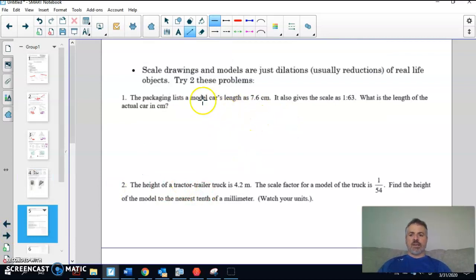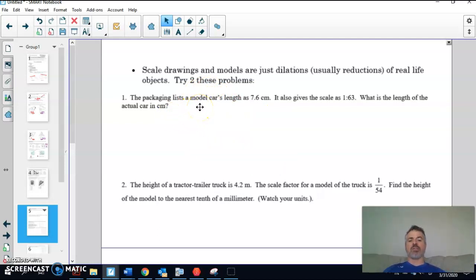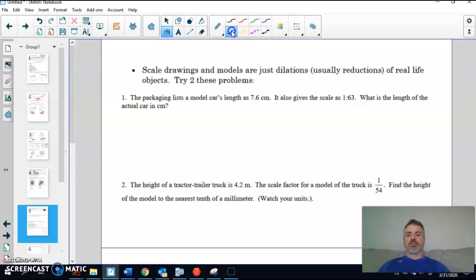All right, next, scale drawings, remember, are similar figures, and they're just enlargements and reductions depending on which way you're looking at it. But down here it says these are real life situations involving these dilations. It says the packaging list models a car's length at 7.6 centimeters. So that is a model car. It gives me a scale factor of 1 to 63. What's the length of the actual car? So again, this is the reduction. It goes down to this.